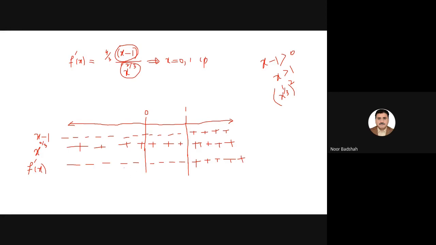So the function is decreasing here to the left of 0, and decreasing to the right of 0 as well. So it is decreasing on both sides. You see negative and negative on both sides of this critical point 0. And similarly, if you look at the critical point 1, it is decreasing to the left while increasing to the right. So in this case, there is no local extreme at x equal to 0.